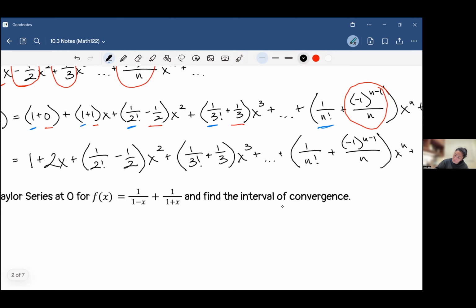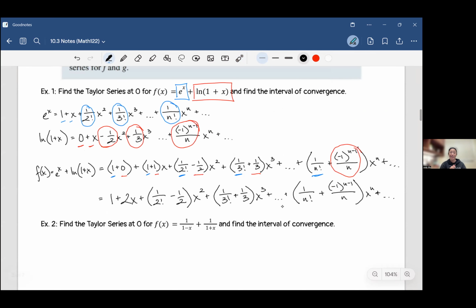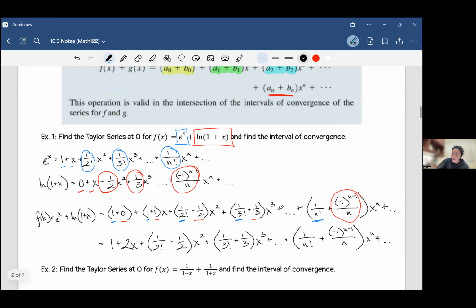Okay. So it's a lot of writing. I'm not going to lie. This is a lot of writing, but all we're doing is adding the same terms from both series. Now, before we take a look at question number 2, though, let's see if we can find our interval of convergence. So earlier I said that the operation is valid in the intersection of the intervals of convergence.